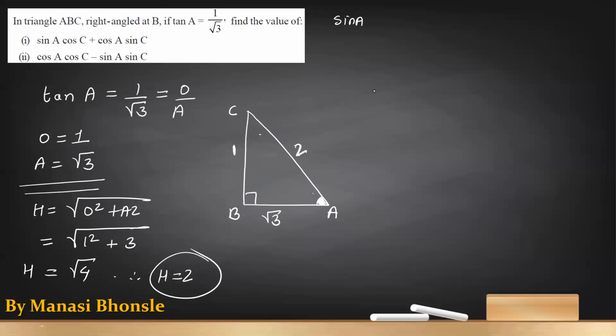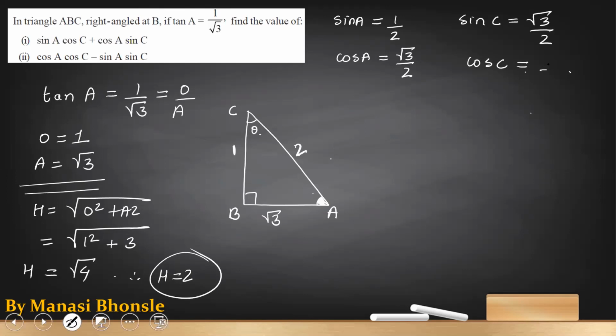So when we consider sine A, opposite upon hypotenuse, opposite is 1 upon 2. When I say cos A, it will be root 3 by 2. When I say sine C, this is the angle of consideration, opposite upon hypotenuse, sine C will be root 3 by 2. And when I say cos C, it will be 1 upon 2. Now these are the ratios. Now we just need to put them in.